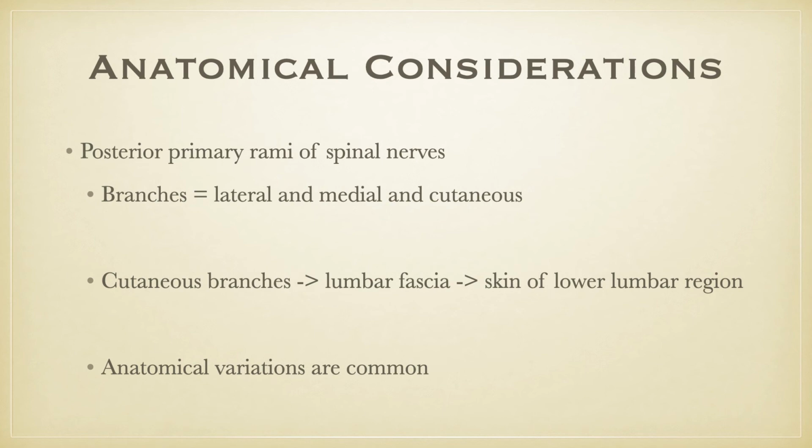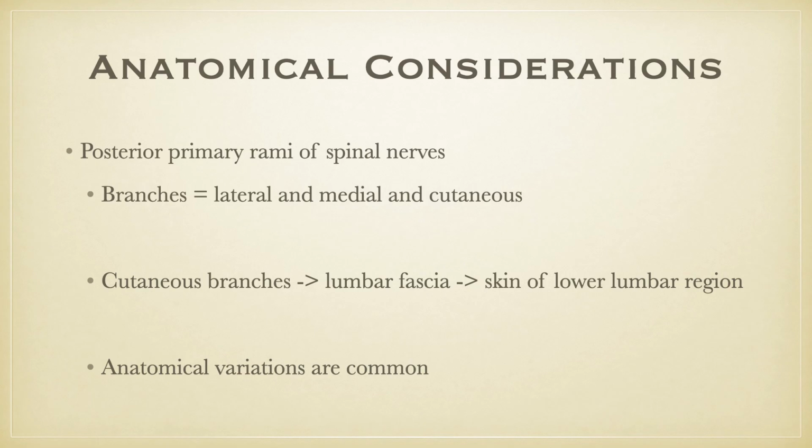So going further with anatomy, the other things to look at are some of the nerves. Now there are posterior primary rami of the spinal nerves that you see here. There are different branches: lateral and medial, and cutaneous. The ones that we're going to look at primarily are the cutaneous branches.